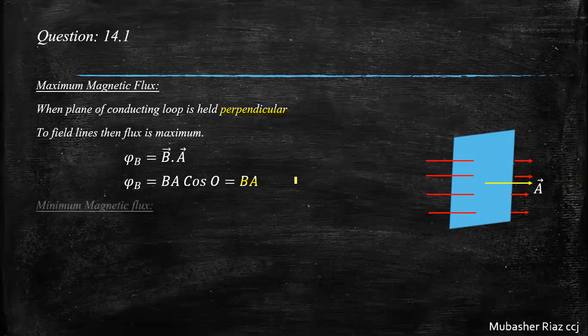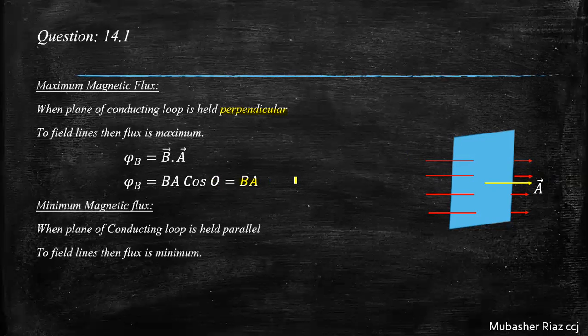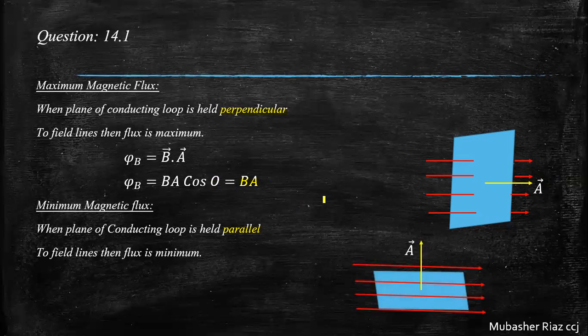Similarly, for minimum magnetic flux, the plane of the conducting loop should be held parallel to field lines, like this. In such a case, no line can pass through that plane, so flux is minimum, and it can be proved mathematically. Phi B is equal to B dot A, BA cos 90, and cos 90 is equal to 0, so flux is minimum. So this is question number 1 for maximum and minimum flux.